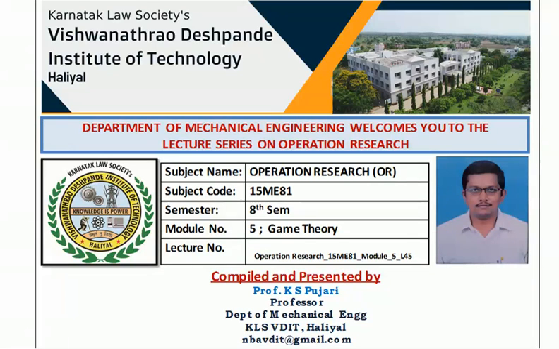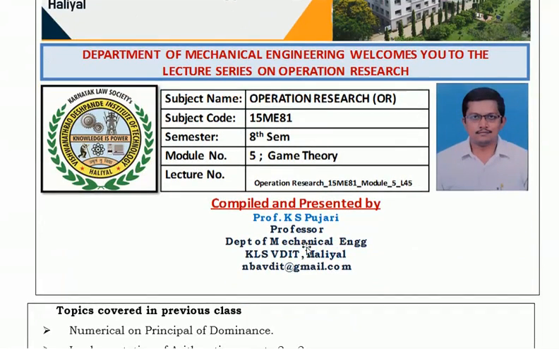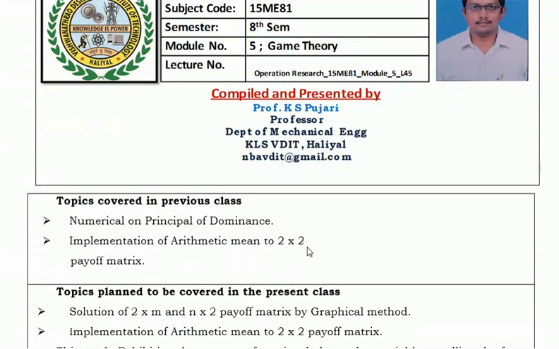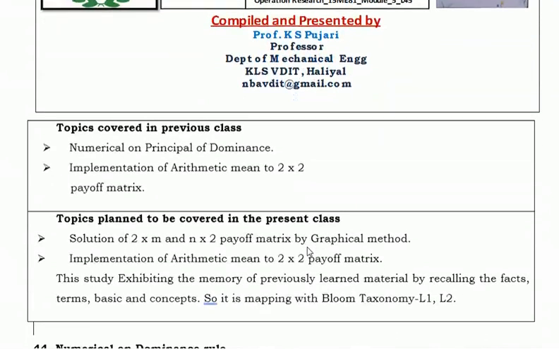Today I am continuing module number 5, that is game theory. In the previous class, you studied the principle of dominance and solved some numericals on the implementation of the dominance rule. After implementation of the dominance rule, the reduced matrix is 2 by 2, and you also studied the application of arithmetic mean.